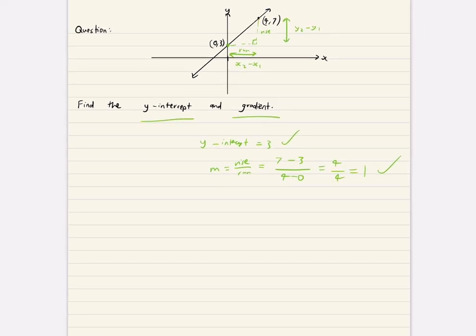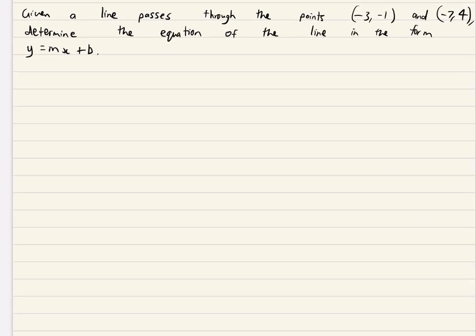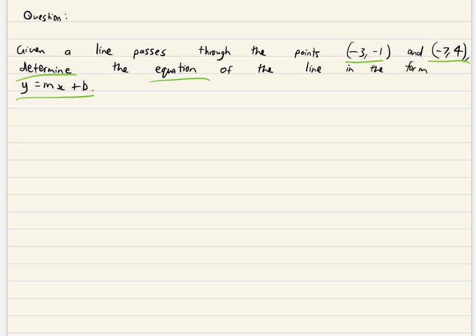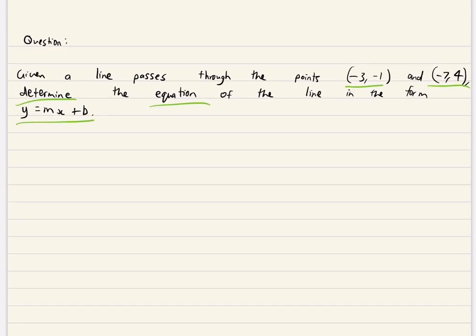That is it. Now, as we move to the next question: given a line passes through those points, determine the equation of the line in that form. So it's a similar question to the previous one, although we now don't have a graphical representation, we're just told what the points are.